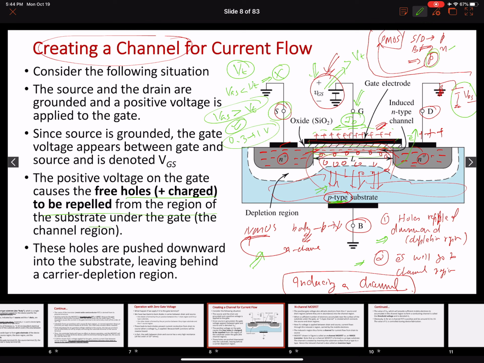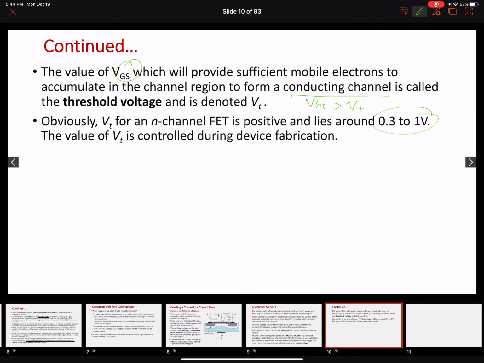We will also see different relations on the conductivity of this channel, and the electric field that can be applied over here. So why this is called a field effect transistor. These are the topics for the next lecture.